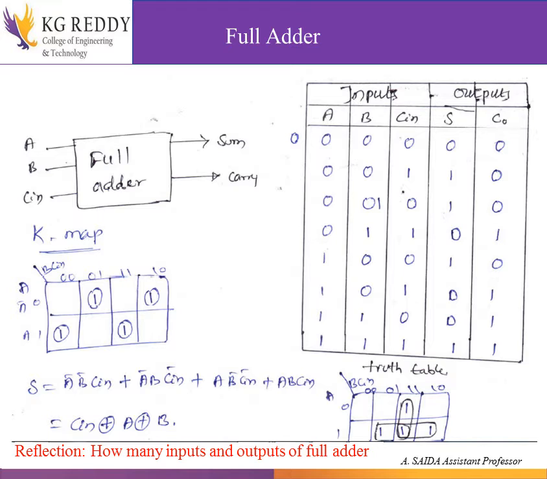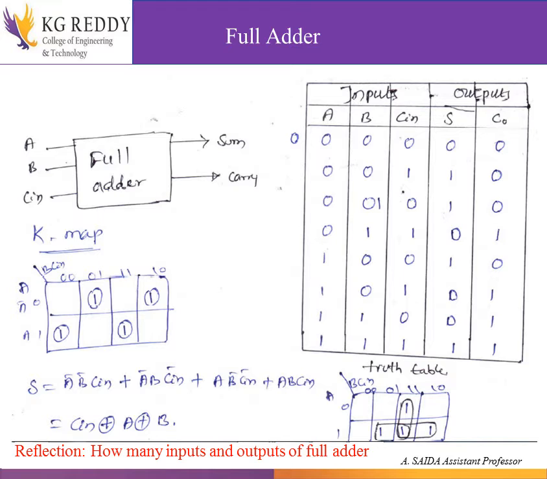Let us see the truth table for the full adder. A, B, C are the inputs, and the outputs are sum and carry. So 0 plus 0 plus 0 is sum 0, carry 0. 0 plus 0 plus 1, sum 1, carry 0. 0 plus 1 plus 0, sum 1, carry 0, and so on. If you see here, 1 plus 1 plus 1 gives sum 1, carry 1, which is different compared with the 2 bit additions.